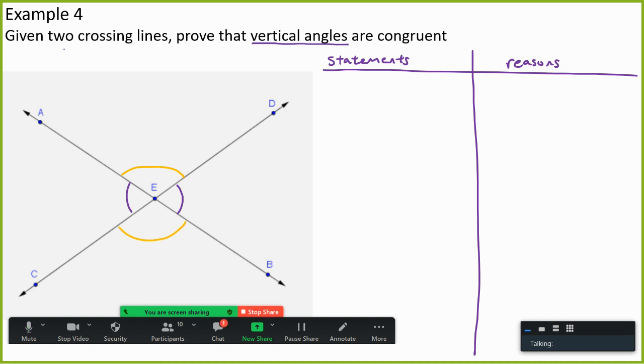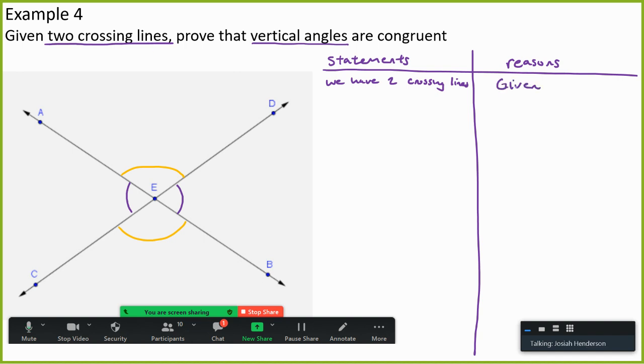Two crossing lines. And in the writing, they said that right here, given these 2 crossing lines. So we're going to say we have 2 crossing lines. What are we going to say? We have 2 crossing lines. Why do we have those? Because they've been given to us by the math gods, basically. What's our reason? We say given.